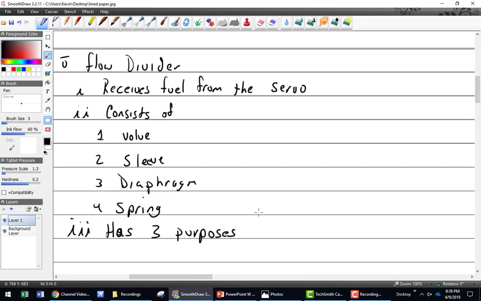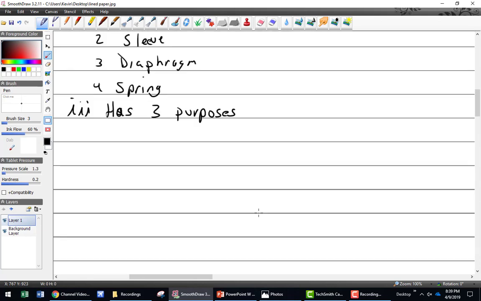It has 3 distinct purposes. And the purposes of the RSA flow divider are different than the Bendix flow divider. 1, most important, ensure equal distribution of fuel to each nozzle.